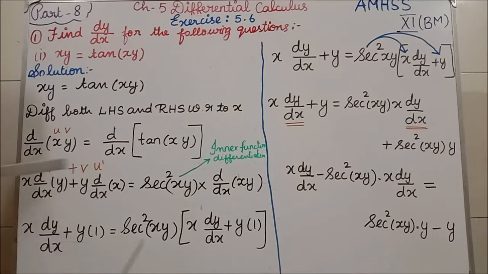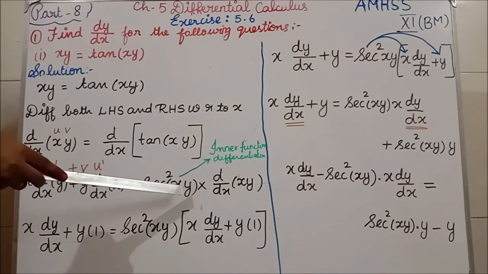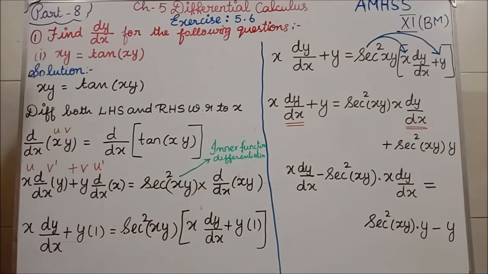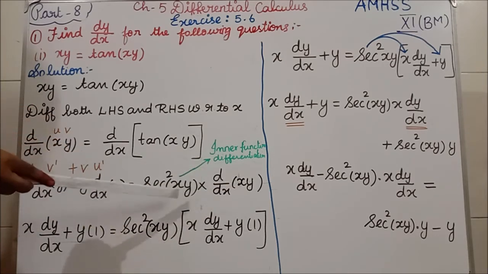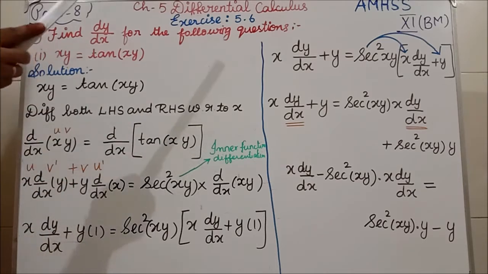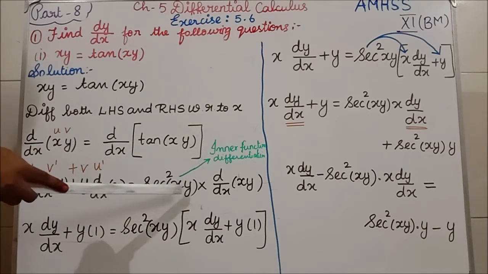Okay, secant square xy, clear, into, see this xy, we are going to differentiate what we are having inside the bracket. So d by dx of xy inside the bracket. Clear what I am saying? This side we have differentiated d by dx of xy. This side we are having d by dx of tan xy. d by dx of tan xy formula is secant square xy.